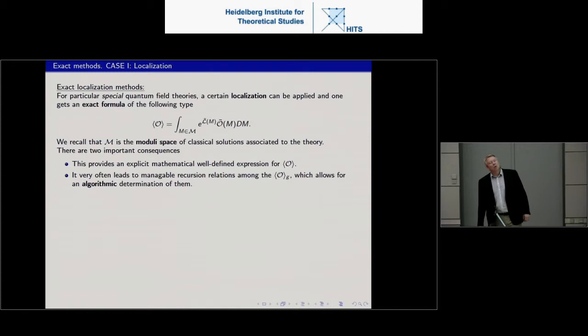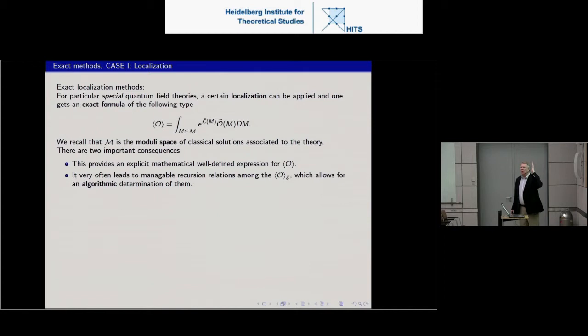And localization is a situation where, for some reason, the whole theory reduces down to just a finite dimensional integral which is well defined over the moduli space associated to the situation. So remember, I had this Lagrangian defined on the space of fields, and I had all the classical solutions, that's where the derivative of the Lagrangian is zero. That's the solution to a set of PDEs.